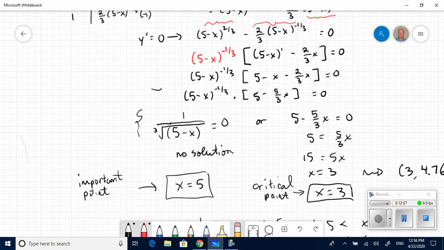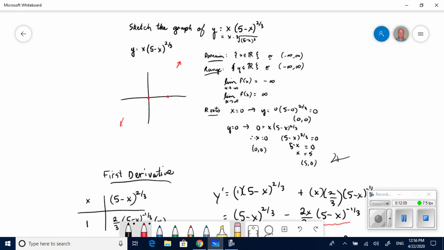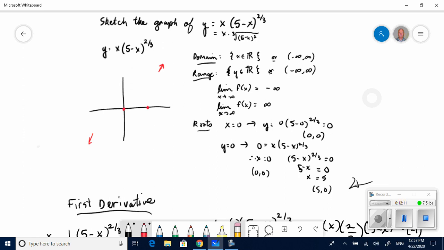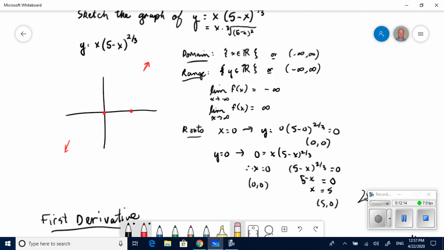So let's see if I can show that on my graph. I was increasing. If this was 5, this would be about 3. So I'm increasing up to 4.67, 4.76, and then I'm decreasing, and then I'm increasing.